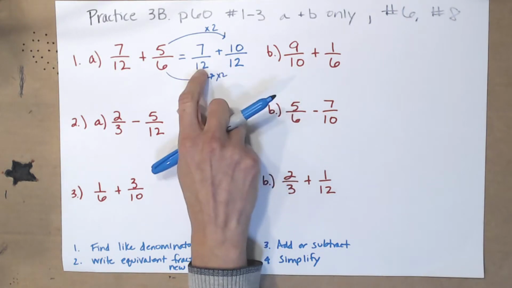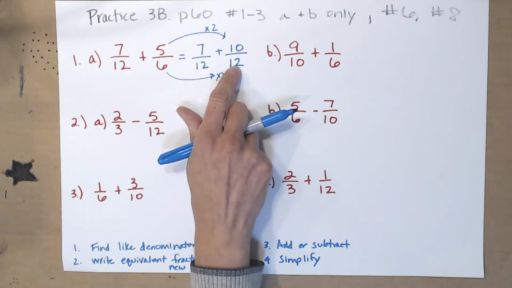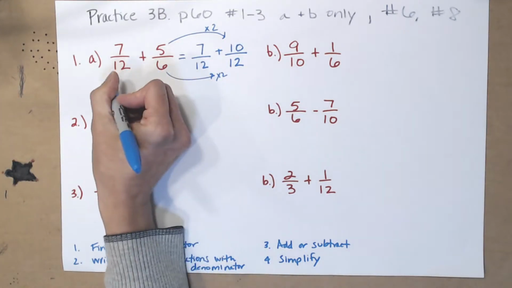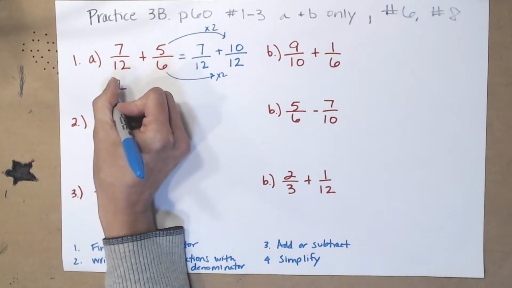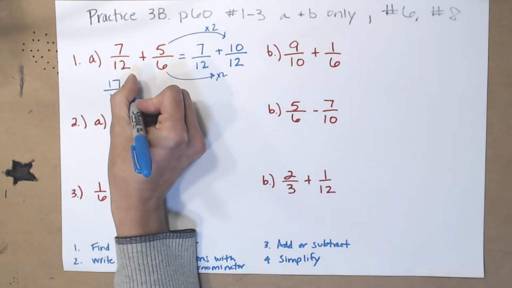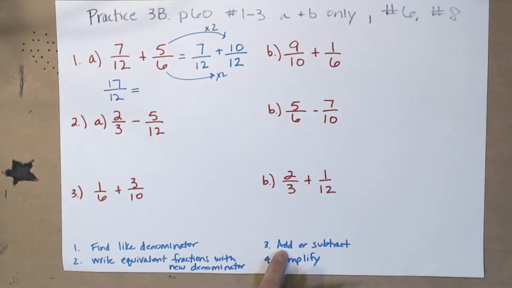Now we have two fractions with like denominators, so we can just add them. We add the numerators. 7 plus 10 is 17. Denominator stays the same, 17/12. Now, so we did this step, add or subtract. Last thing we do is simplify.